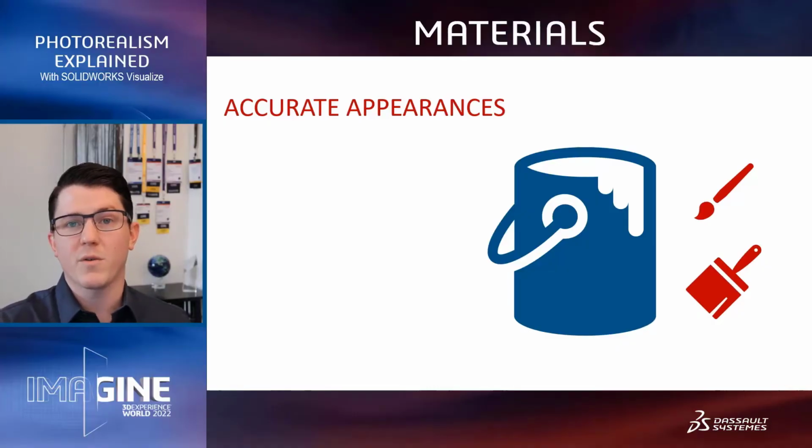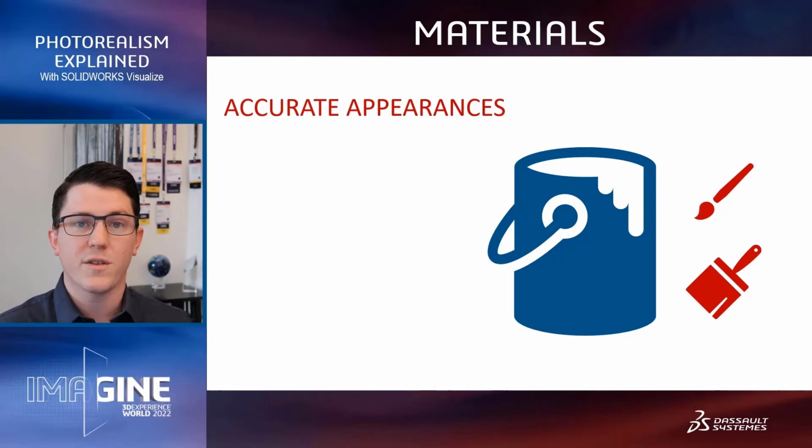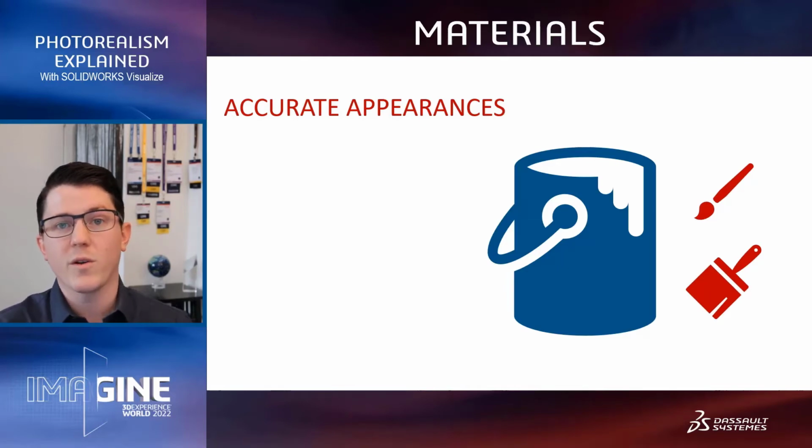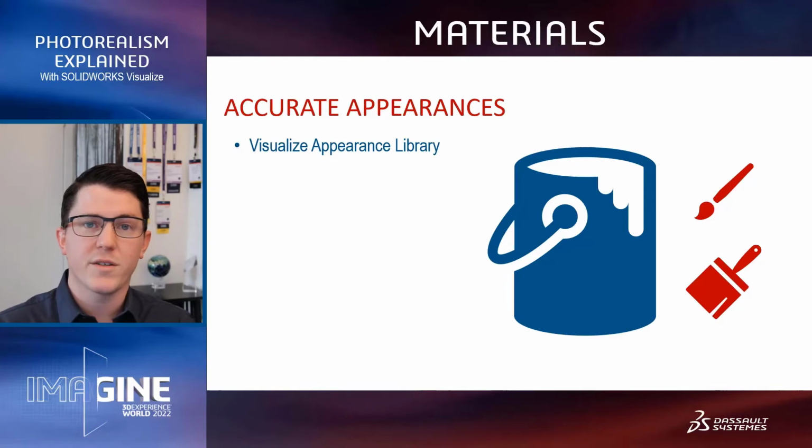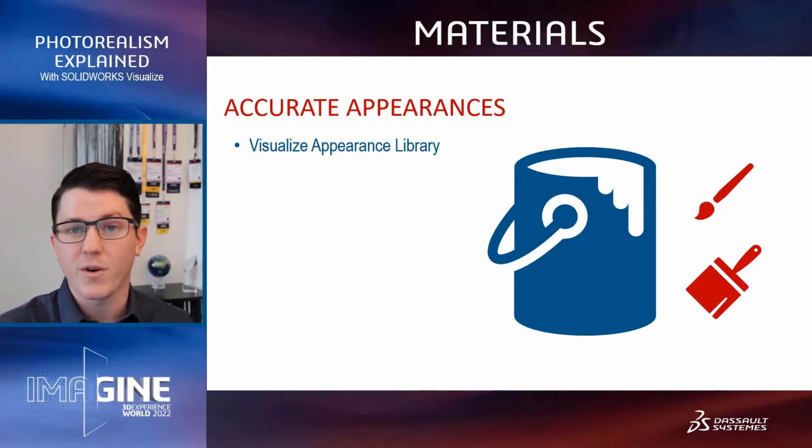Let's talk about what's important when we have materials. We need to look at accurate appearances. When photorealism is concerned, we need to choose materials that are most like their real-life materials. We've got the Visualize library that has a load of different categories of appearances, and each of those categories have different properties to make them look more like the actual materials.